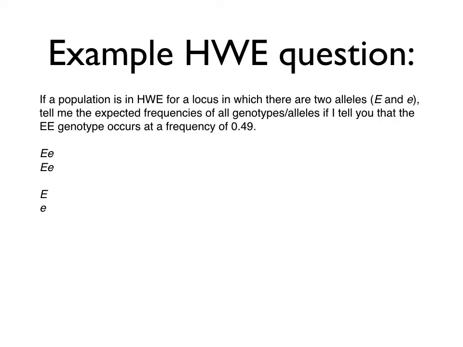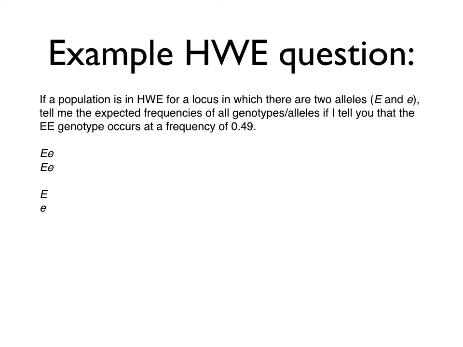In this example, I'm telling you that a population is in Hardy-Weinberg equilibrium. The one number I'm giving you is a genotype frequency. And what you should be able to do is use the Hardy-Weinberg equation to take that genotype frequency and figure out the other 4 numbers. Those 4 being the other 2 genotype frequencies and the 2 allele frequencies.